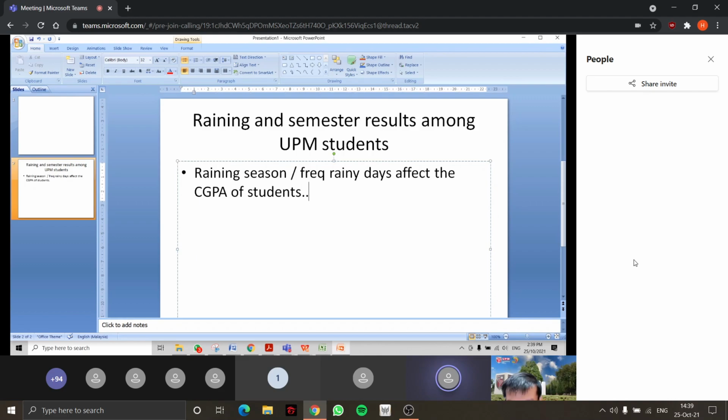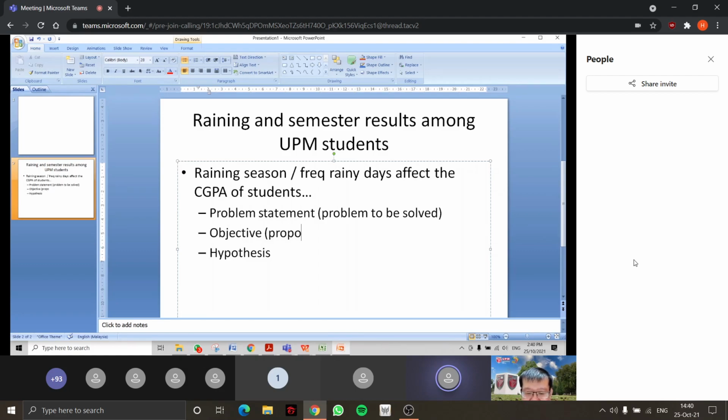Now, let me tell you this. Before you can actually start research, you technically need to ask several things. Number one is a problem statement. Number two is your objective. Number three is your hypothesis. So what is the problem statement? Problem statement is the problem to be solved. Research is always about solving the problem. Objectives will be to propose a solution to the problem that you already identified. And then the hypothesis is how the solution will work.